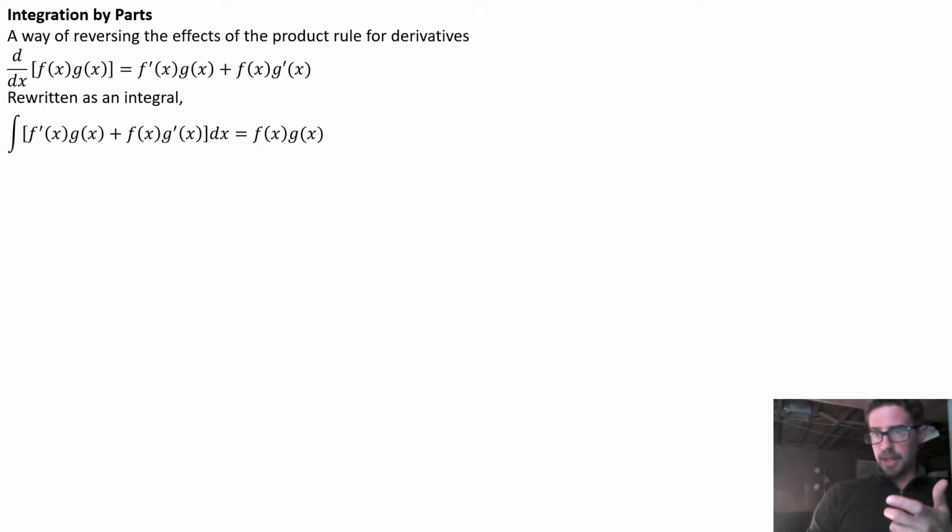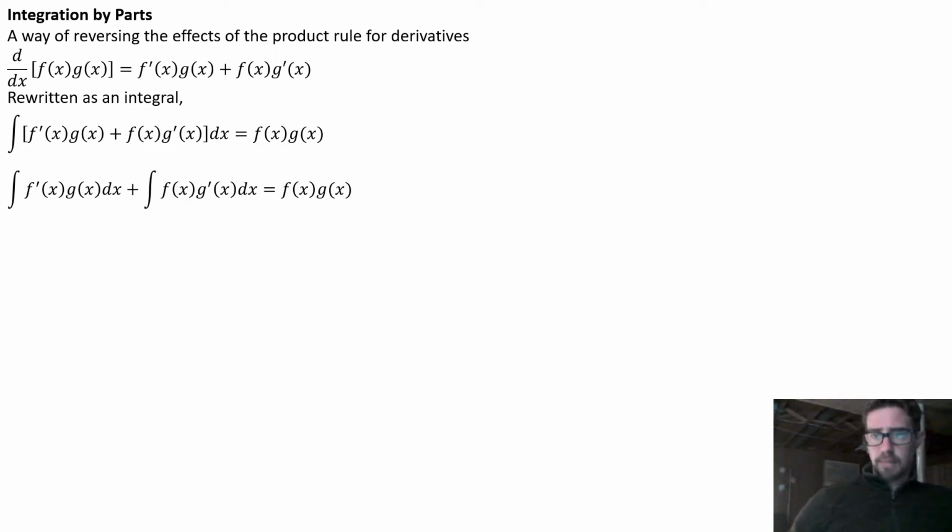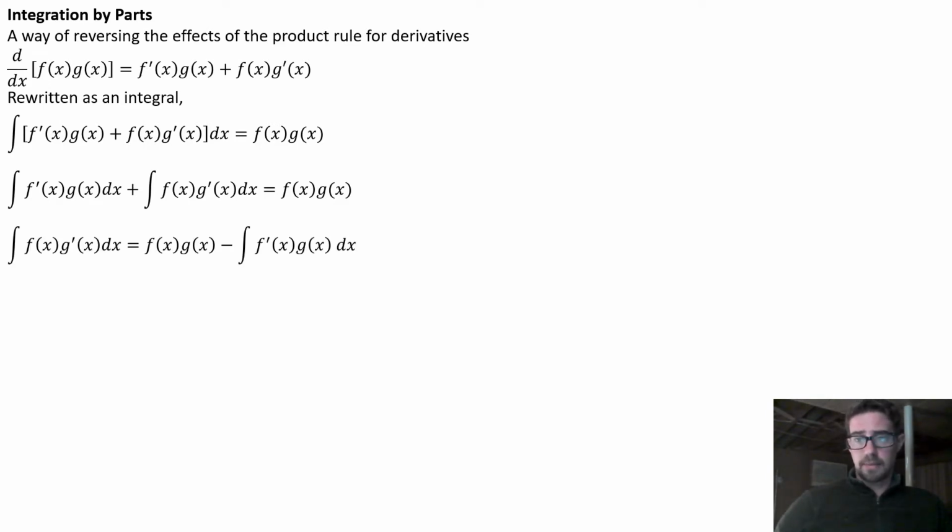So I'm going to split up that left-hand side into two integrals. I can do that. That's just splitting an integral up into two things. So now I want that second integral by itself. I want the integral of f times g prime by itself. So I'm just going to subtract that first integral off of both sides. And here's what I end up with. The integral of f times g prime equals f times g minus the integral of f prime times g.